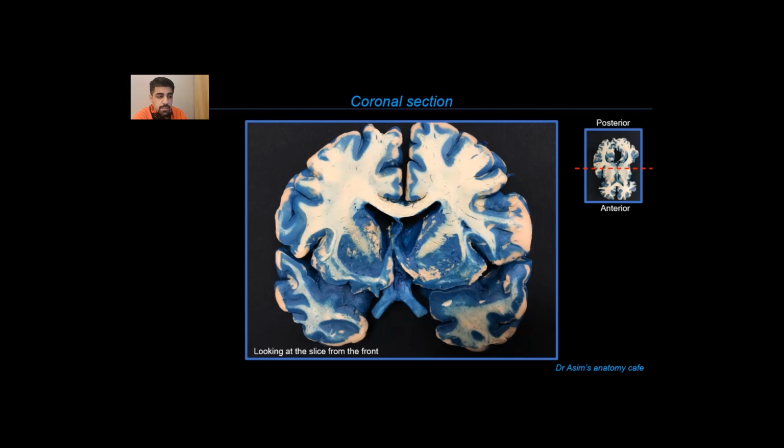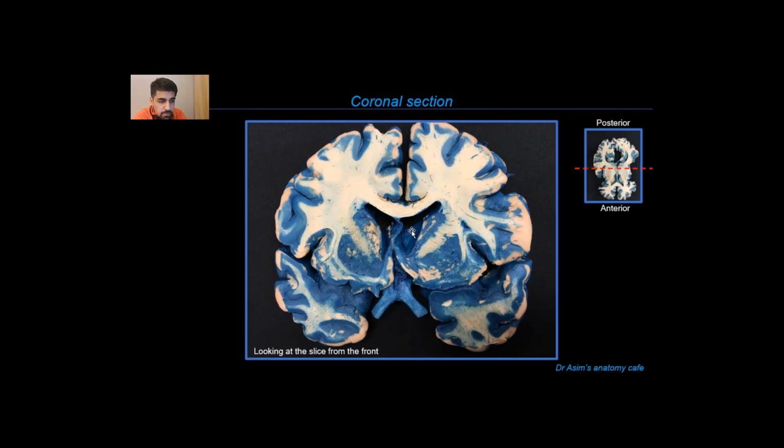So this is a coronal slice which is taken through the brain, and you can see that we're looking at the slice from the front over here. Down below over here you can see the optic nerve and the optic chiasma and optic tract, and then if you go a little bit higher up over here, we can see a midline structure here called the septum pellucidum, which is separating the two bodies of the lateral ventricles from each other.